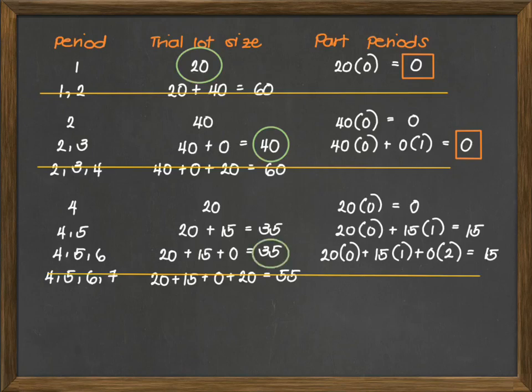And then, again, 35 is our trial lot size, and our part periods is 15. So, the last period to cover is period 7, and its trial lot size is 20. And then, for our part period, that is also 0. So, insert 20 again, and we box 0 again. So, take note, if you have your notes with you, just note the numbers 0, 0, 15, and 0. So, those are the boxed values.